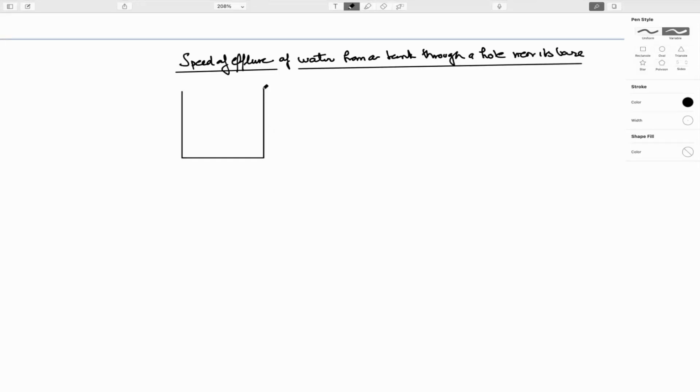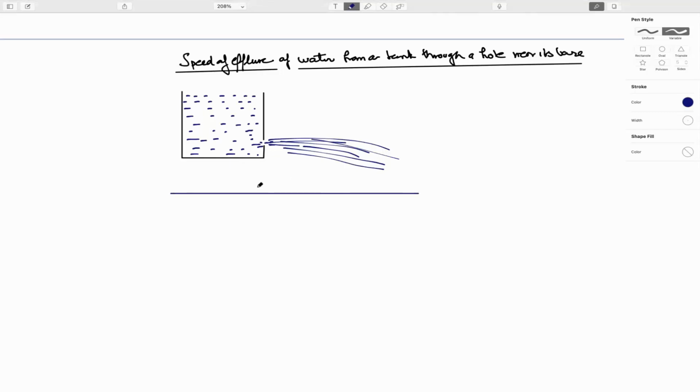So there is a tank with a hole near the bottom. This question has been asked many times in examinations, especially in JEE Advanced. It is very important to know this. It is completely filled with water and there is a leakage such that the water is going out like this. And it has some height from the base.